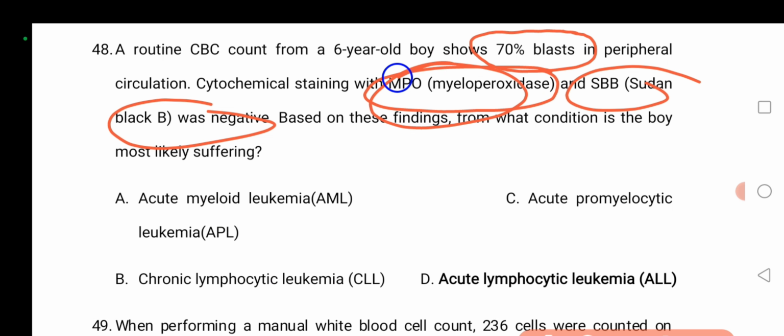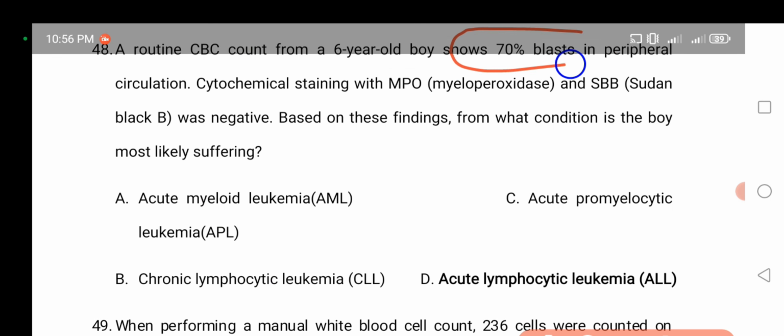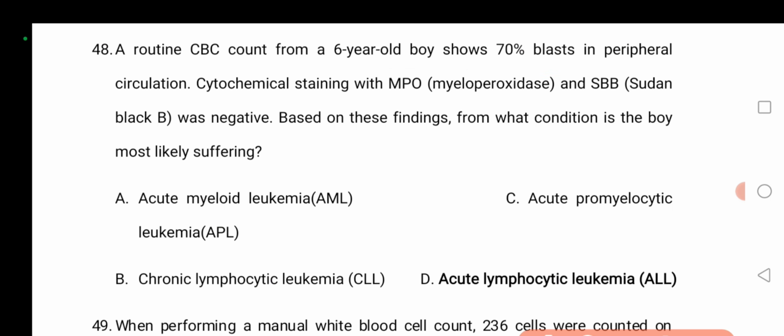It's not myeloid, because the myeloperoxidase and the Sudan black B, they are both found if the case is myeloid. They are positive. Additionally, if it's chronic, we find that the number of blasts is very low. But in this case, the number of blasts is very high, which is acute, and the myeloperoxidase and the Sudan black are negative. It means what? Lymphoid. So the most common cause is acute lymphoid leukemia or acute lymphocytic leukemia. So the correct answer is D.